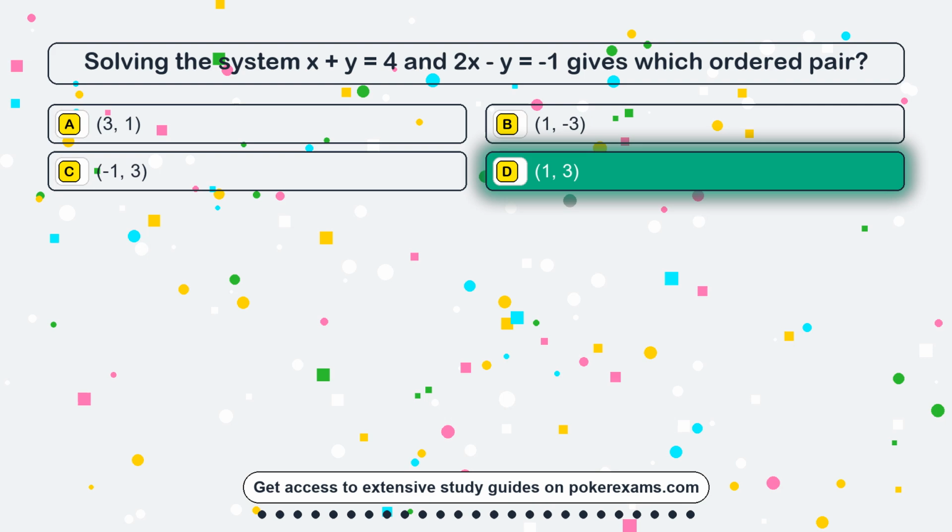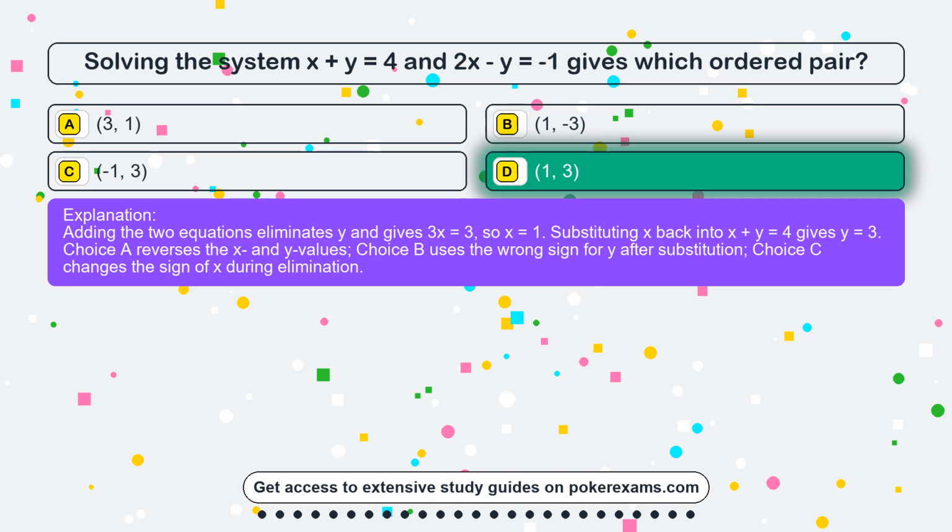The correct answer is option D, 1, 3. Adding the two equations eliminates y and gives 3x equals 3, so x equals 1. Substituting x back into x plus y equals 4 gives y equals 3.